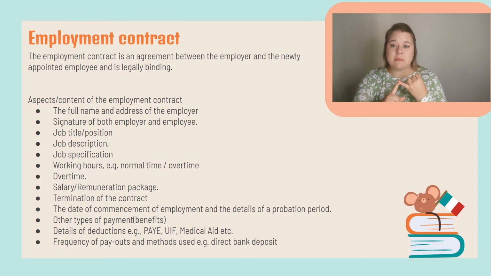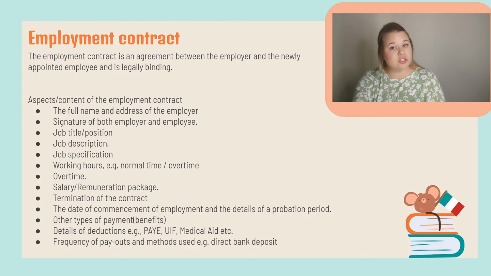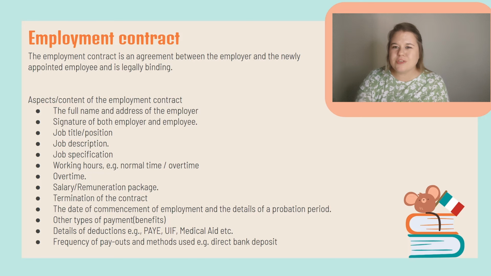We need the full name and address of the employer. We need a signature from both the employer and the employee. We need to state the position, the job title, the job description, and the job specification. Do you see that those are 2 separate ones? So when they ask you to name 4 aspects of an employment contract, you can write job description and job specification as 2 separate ones. The working hours. Please be careful with the working hours. You cannot write working hours and overtime as separate bullets. They are the same bullet.